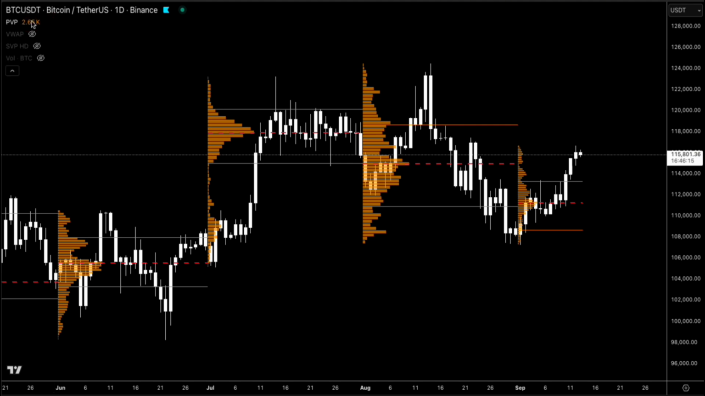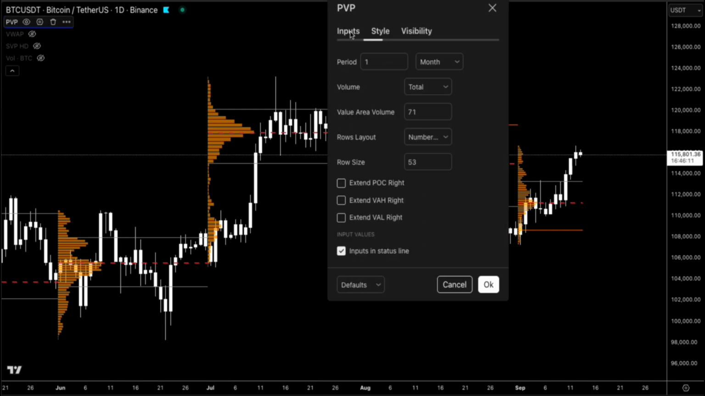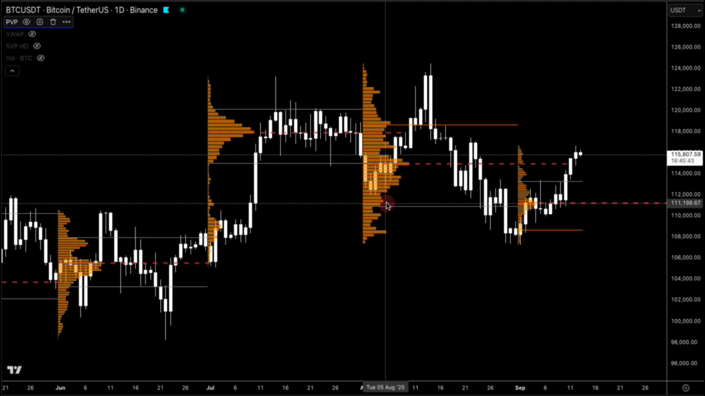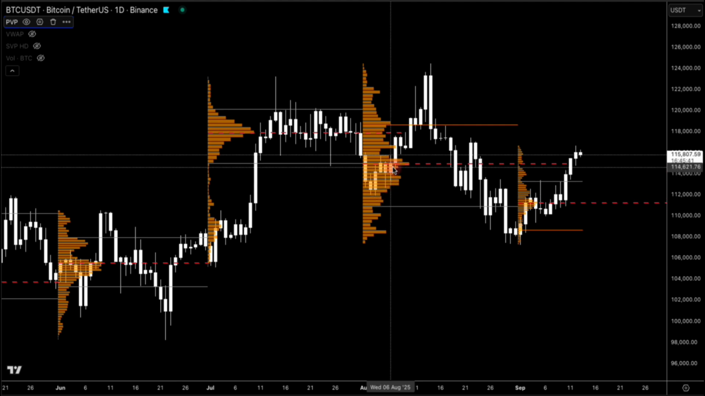If you go into the settings area of the inputs, you can see I have it set to a month, but you can set it to a bar, a minute, an hour, a day, a week, etc. You can have it all done for you, and it's relatively straightforward. We can extend all points of control to the right. If we did that, it will extend everything over into practically the new month that it creates.